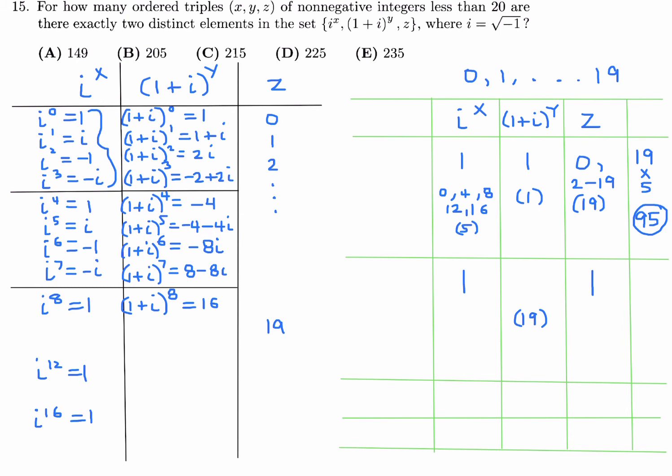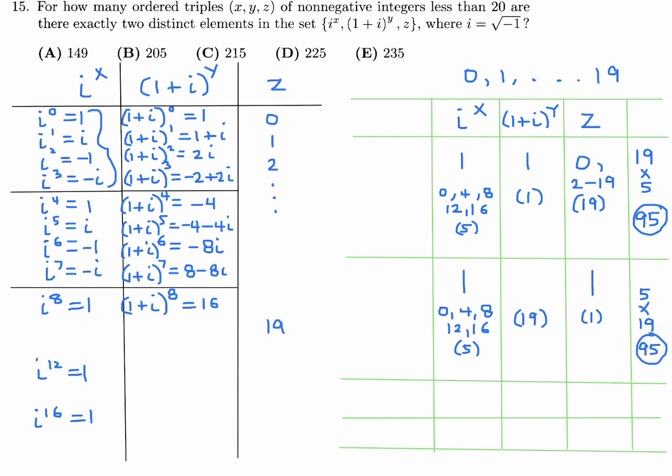For z, there's only one possible way of putting a 1 there. It's just the integer 1. But what about for i^x? Well, very similar to what I did up here. There's 5 possible ways that i^x could be equal to 1. It's when x is equal to either 0, 4, 8, 12, or 16. So in a very similar way, we get 5 here. And the number of ways of creating this is, of course, again, 5 times 19, which is 95.